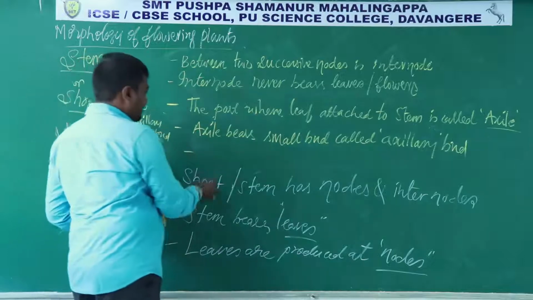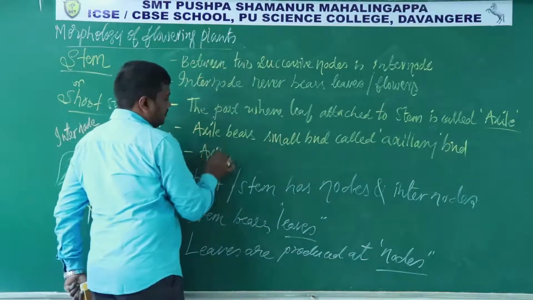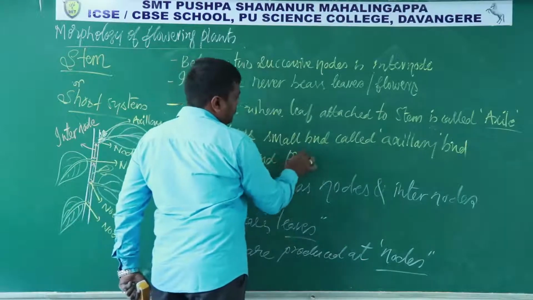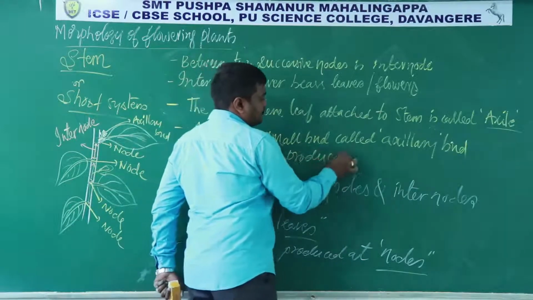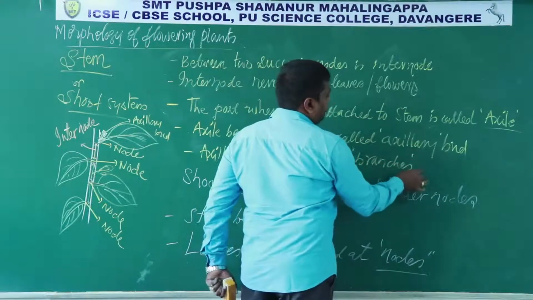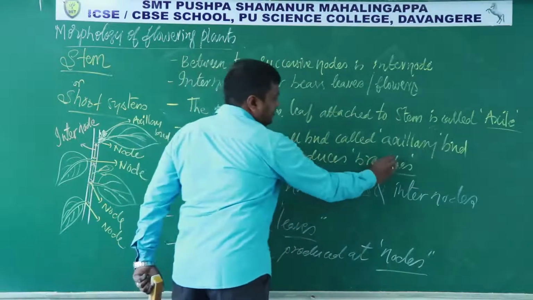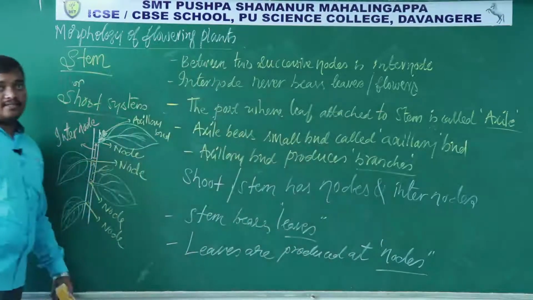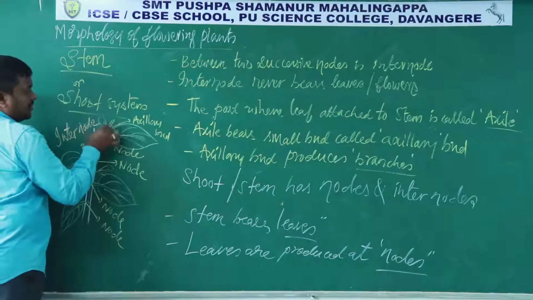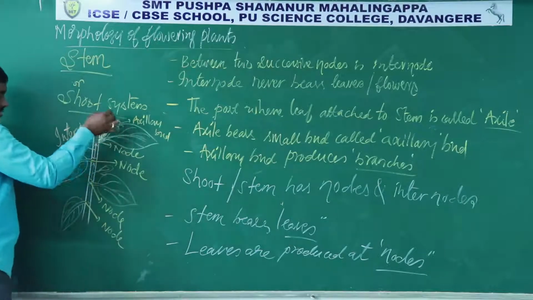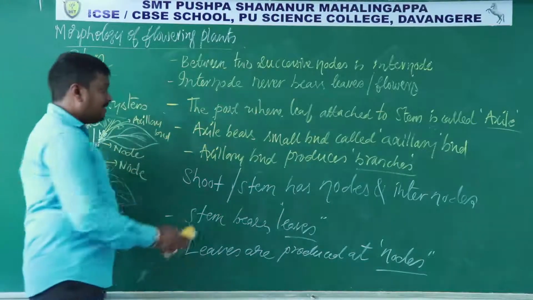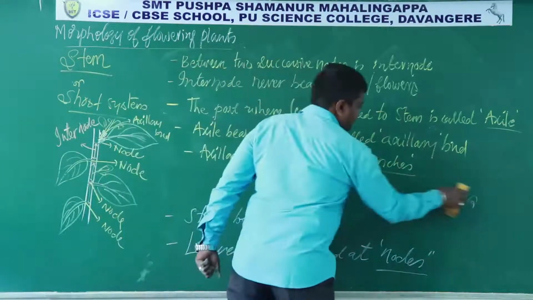This axillary bud produces branches. So that means in the later stage this bud grows and bears the leaves and it becomes a branch. Okay, so axillary bud produces the branch.